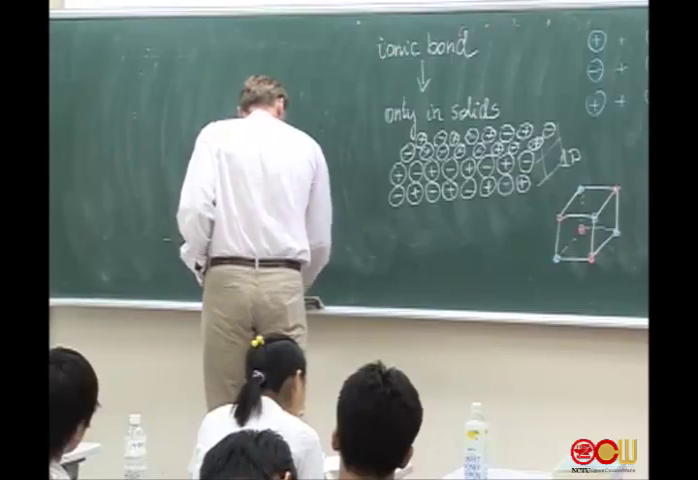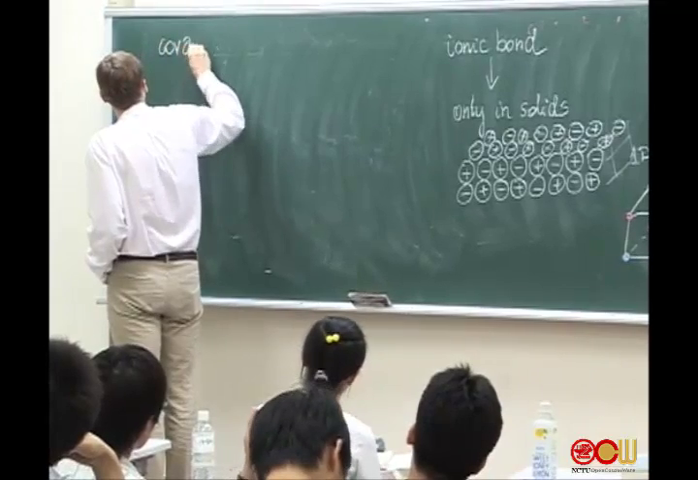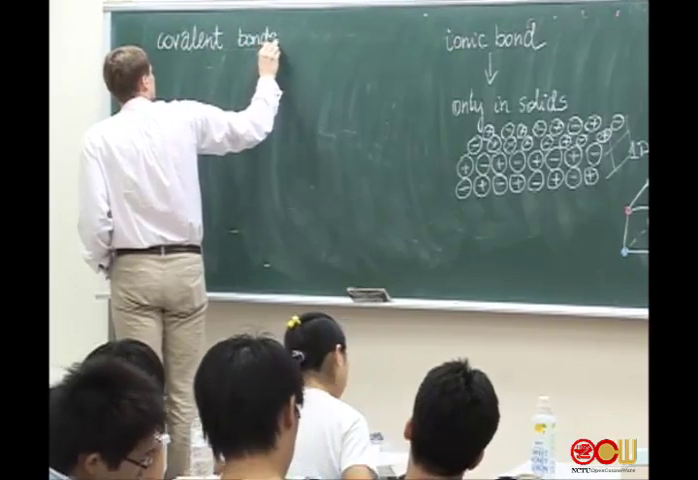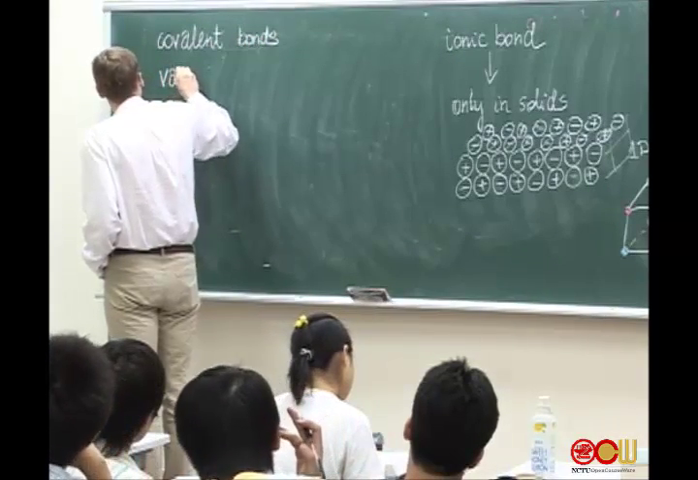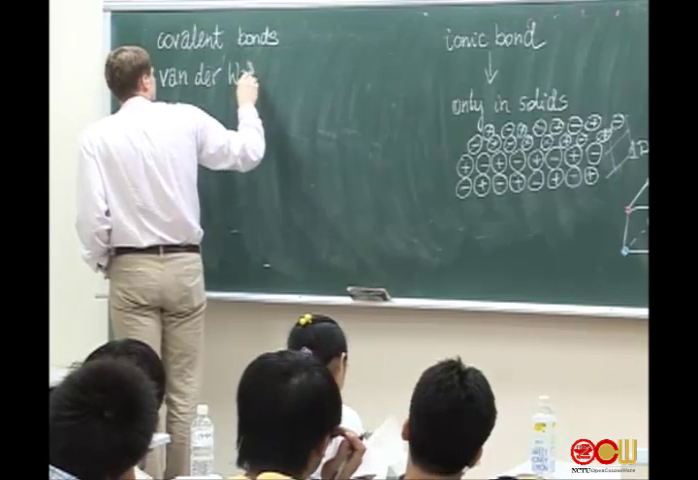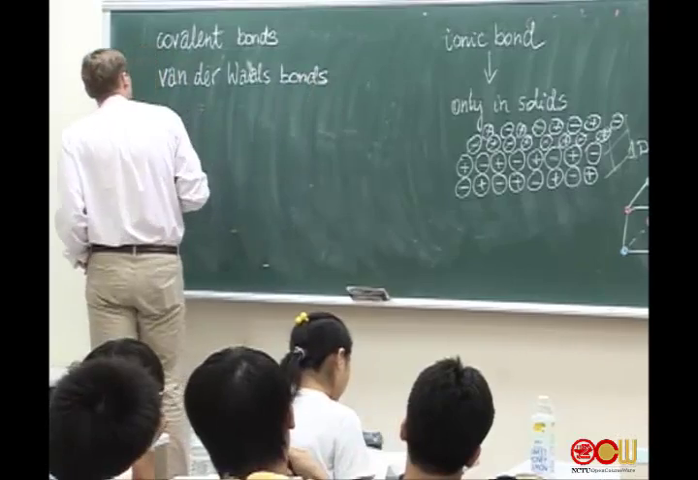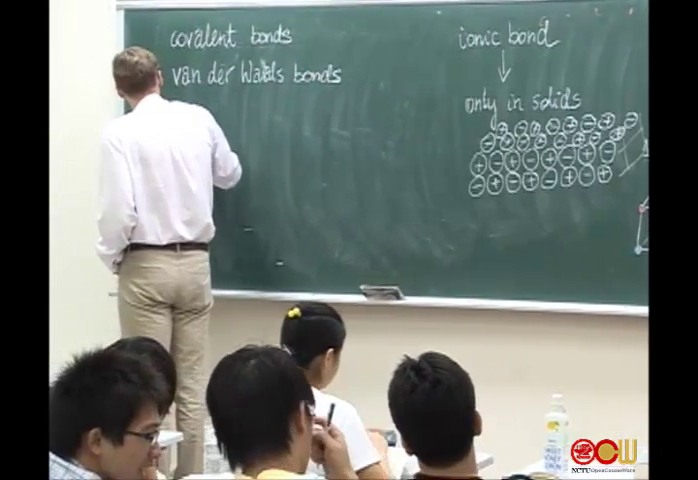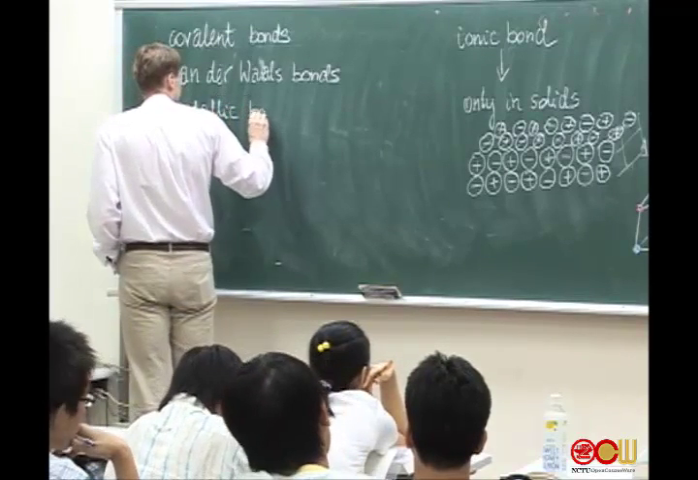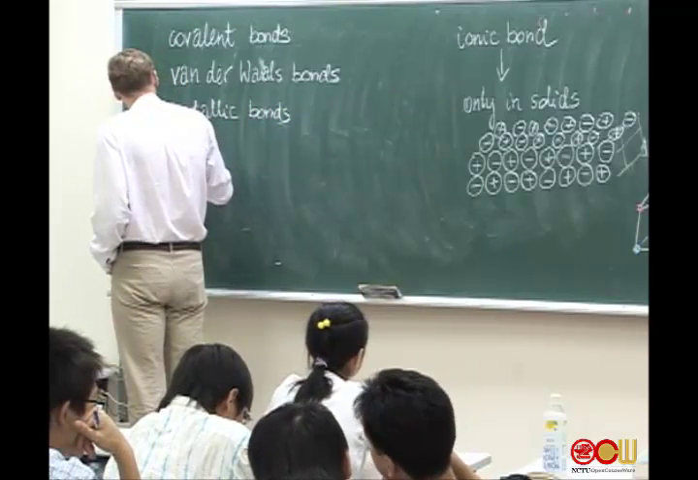What are other types of bonds? We have ionic bonds. Another type of bonds would be covalent bonds. Another type of bonds that we already discussed are the van der Waals bonds. Another type of bonds are so-called metallic bonds. And the last type is the donor-acceptor bonds.